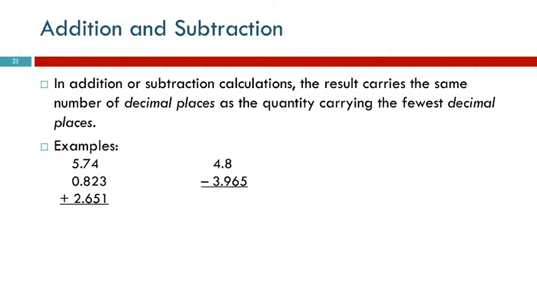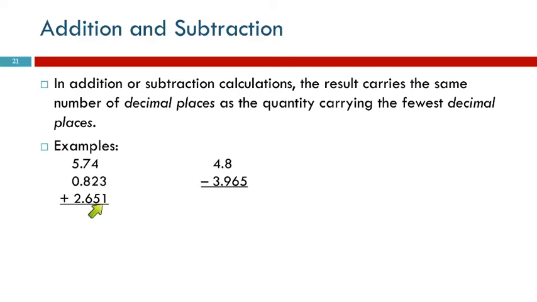So adding and subtracting. Here the answer has the same number of decimal places as the quantity carrying the fewest decimal places. So with multiplication and division, it was number of sig figs. Here it's number of decimal places. So let's look at these.